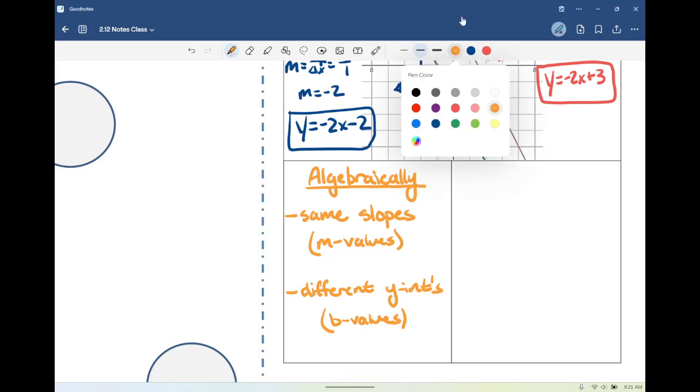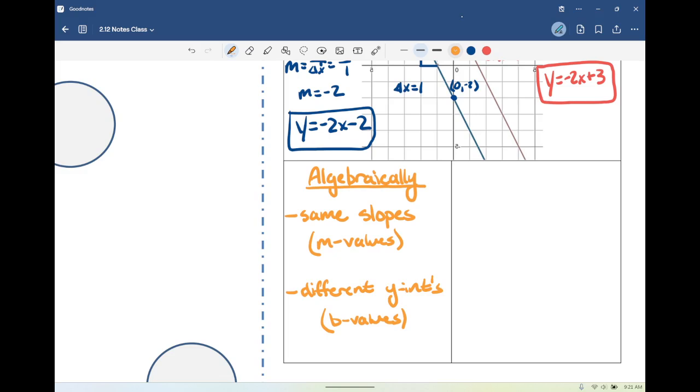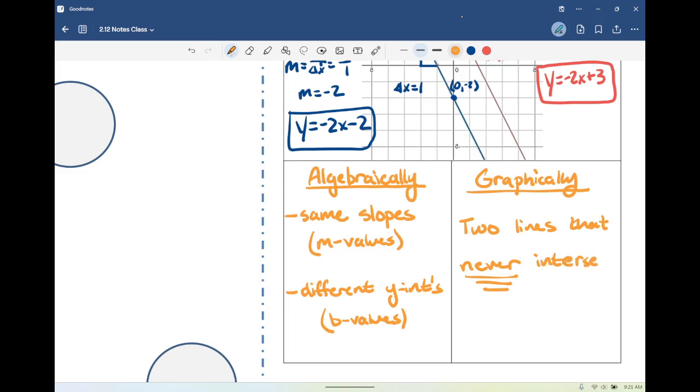Now, on the right, we're going to talk about what this is graphically. Graphically, this is pretty easy to see. Again, we've really already sort of named this on the Explorer. We have two lines that never intersect. Two lines that never intersect.